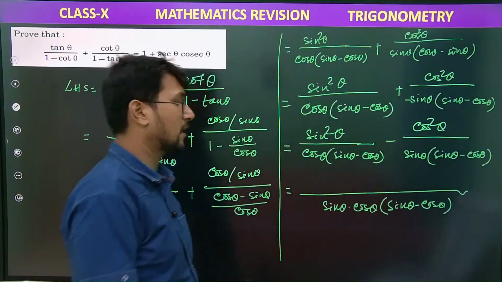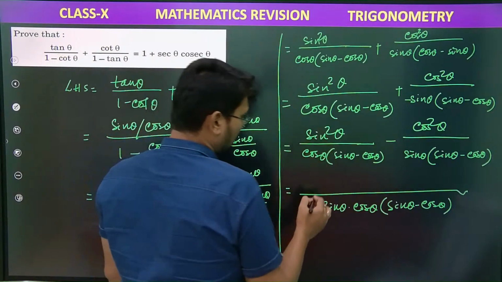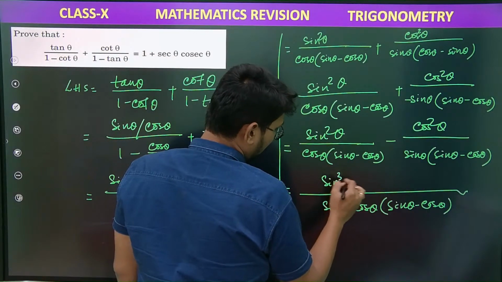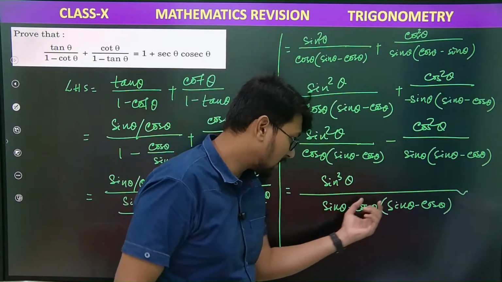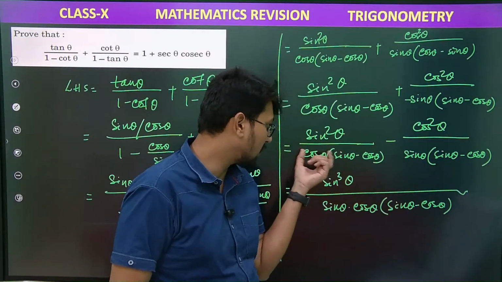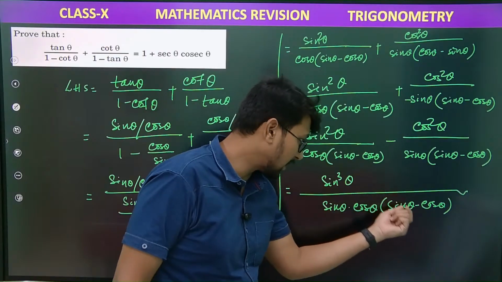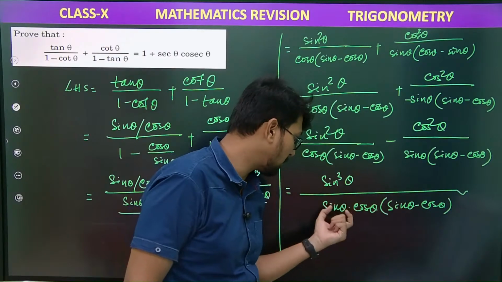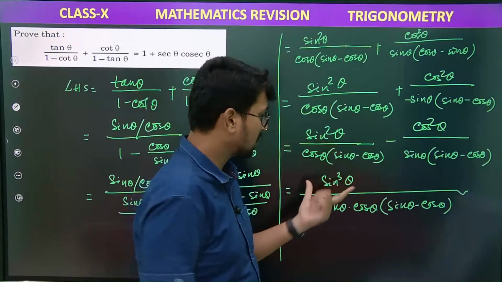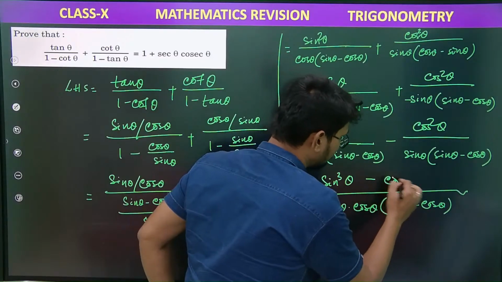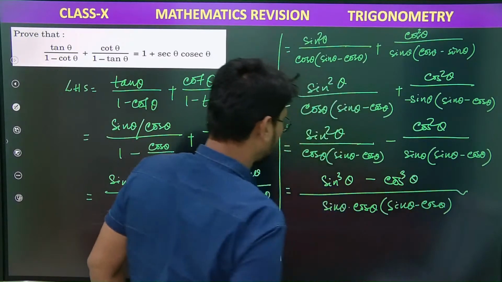So once we have to write in LCM case, therefore it will become how much? Sin cube theta, sin theta cos theta, sin theta minus cos theta divided by the denominator. We'll get which one? So cos theta sin theta minus cos theta will be cancelled. Left sin theta into sin square theta, sin cube minus cos cube theta.